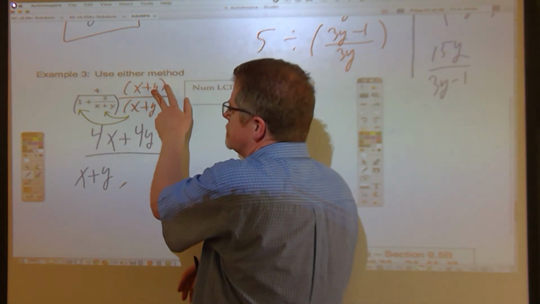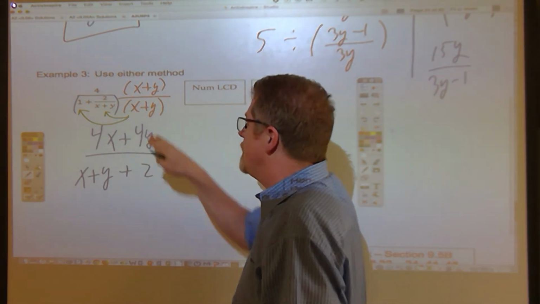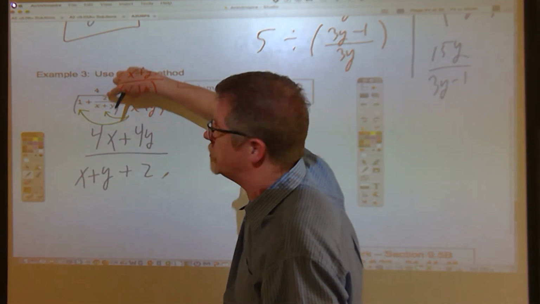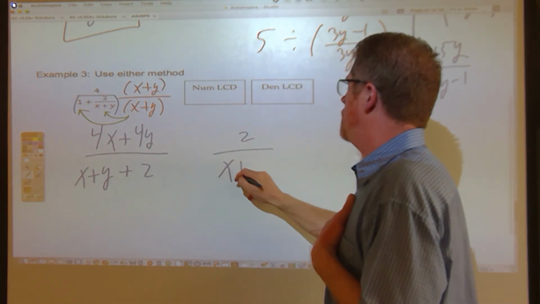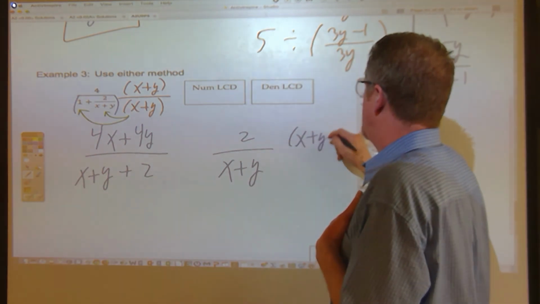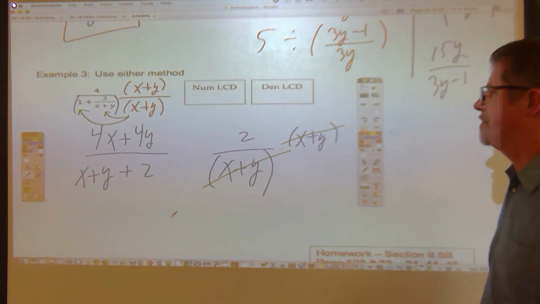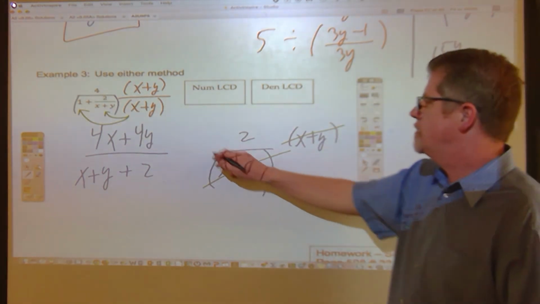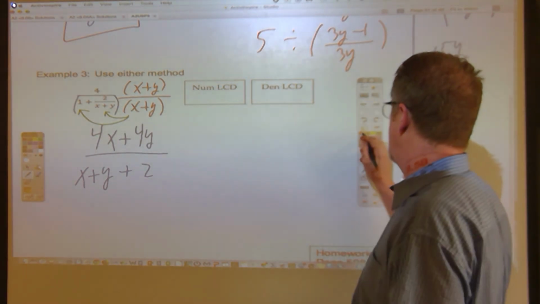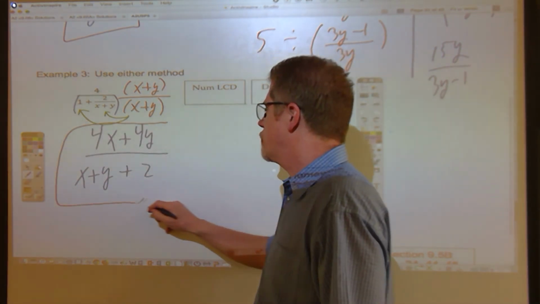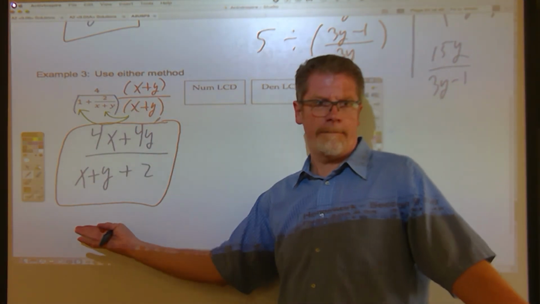And the second arrow of distribution does result in a cancellation, leaving you with only what, class? 2. Yeah, when you take x plus y and multiply it by 2 over x plus y, the x plus y's are gone. They actually cancel out. If you want to know what's going on in your mind, or in my mind, that second arrow of distribution is where the x plus y's cancel, leaving you with 2. And there's really not much more to do after that. Either way you do it, either method, you're going to end up with 4x plus 4y over x plus y plus 2. Any follow-up questions on example 3?